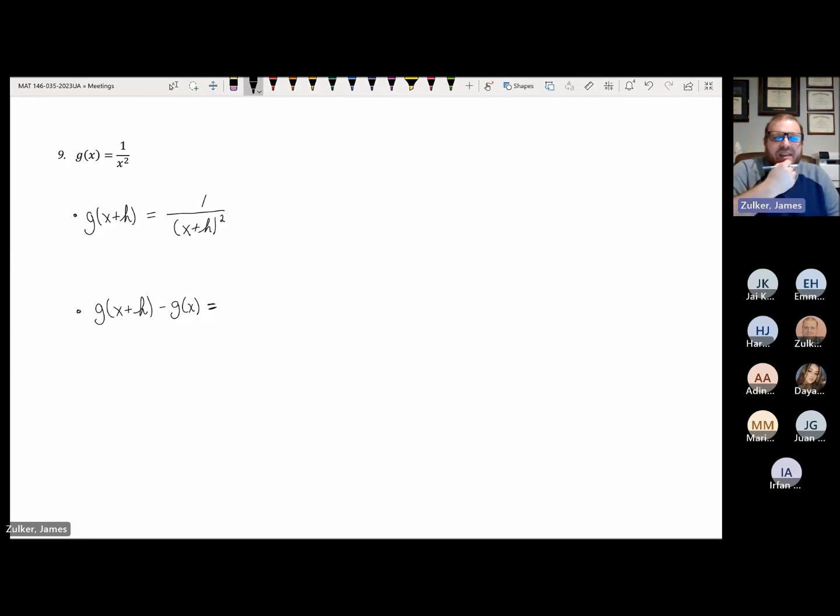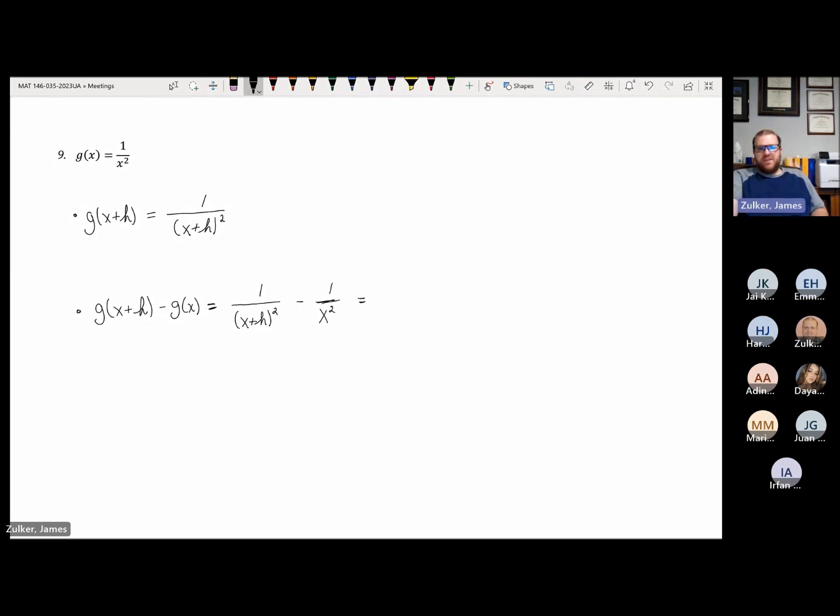Now, take what we just calculated. Subtract out g of x, or 1 over x squared. Now simplify that. When adding or subtracting two fractions, what's the rule? Right? You need a common denominator.